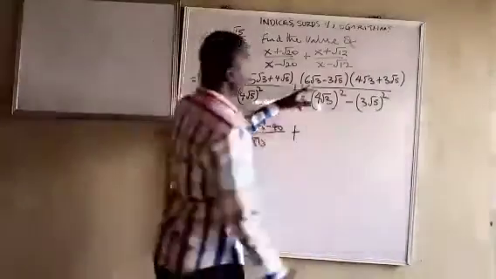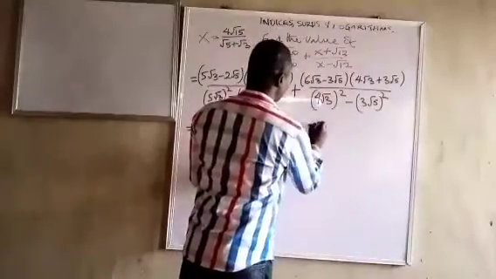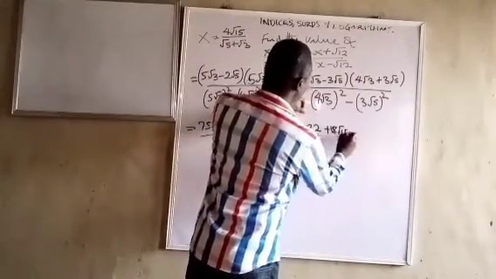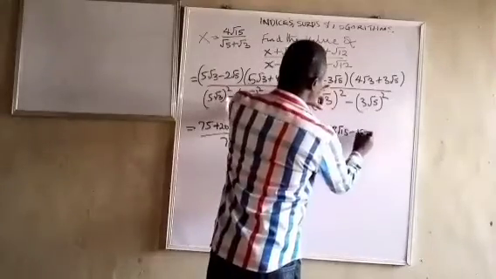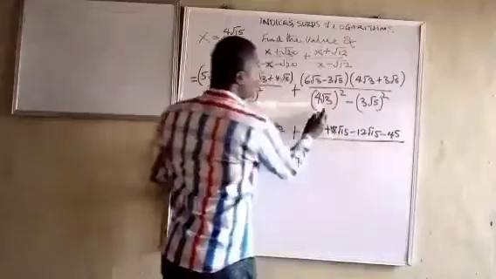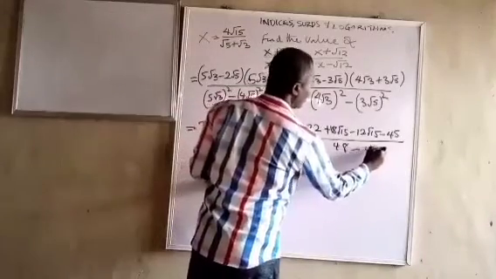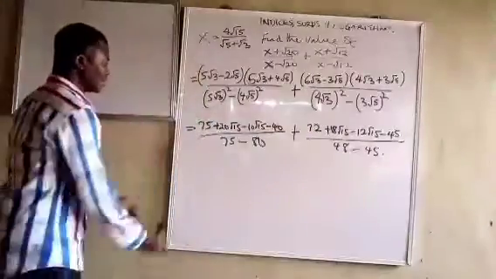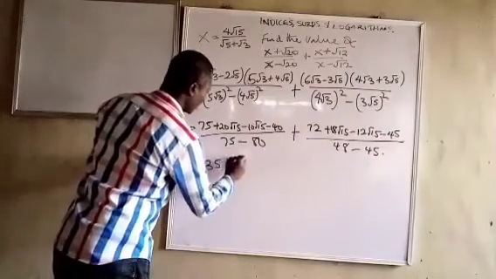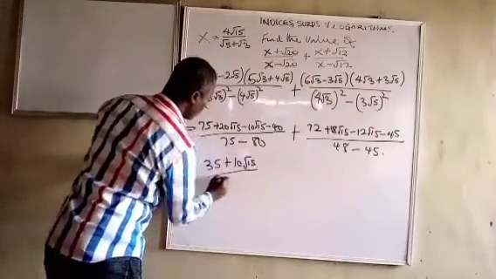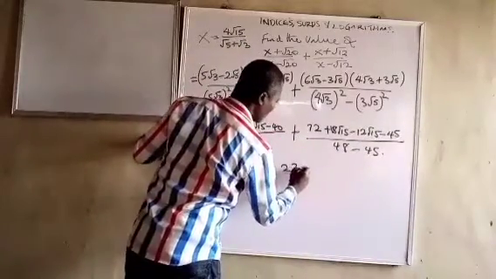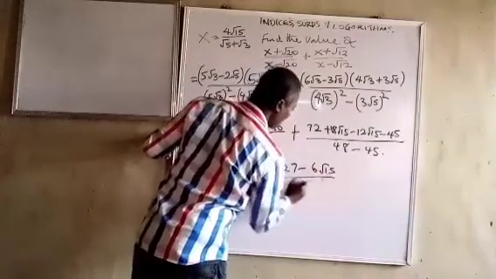Now let's work this one out. 6 root 3, that is 24 times 3 is 72 plus 18 root 15 minus 12 root 15 minus 45. This one is 48 minus 45. We are getting somewhere. So this one is 35 plus 10 root 15 over minus 5 plus this one is 27 minus 6 root 15 over 3.